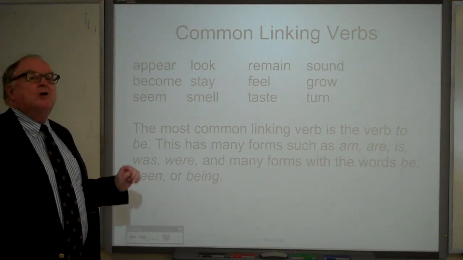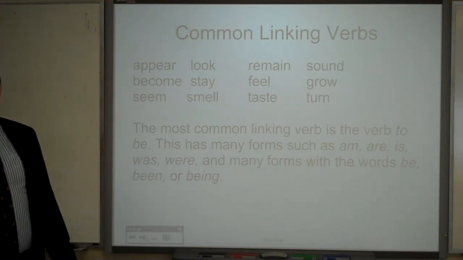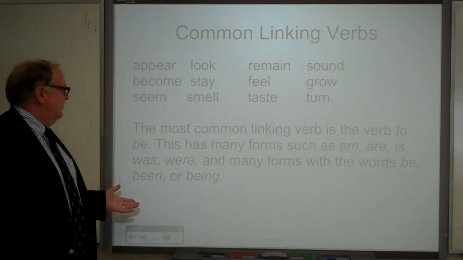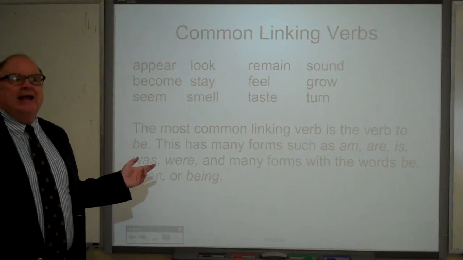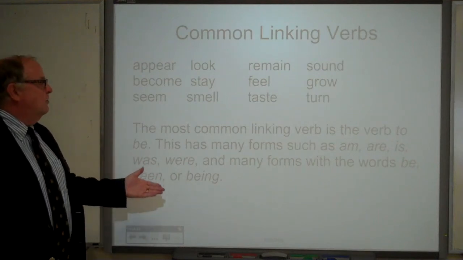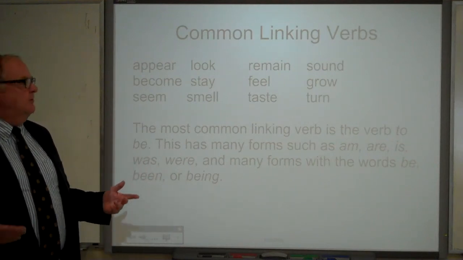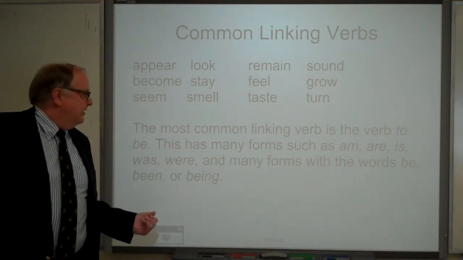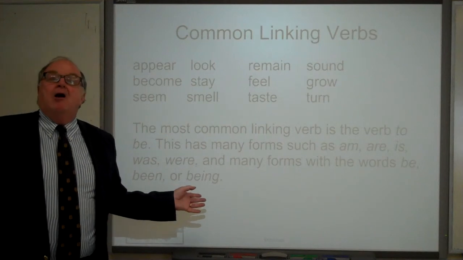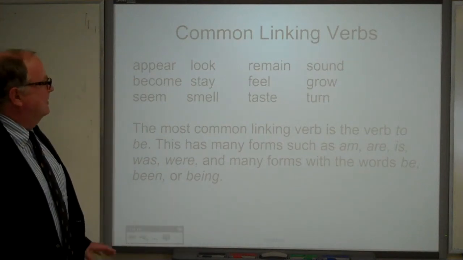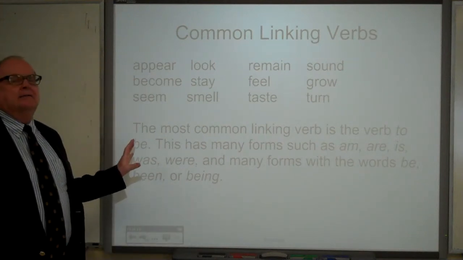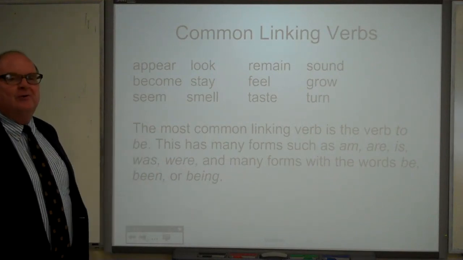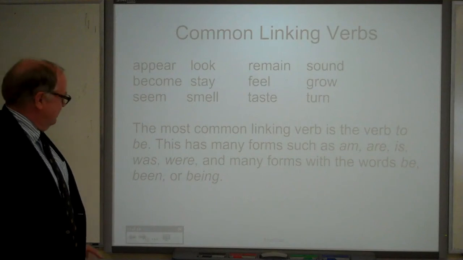And also the most common linking verb is the verb to be. And remember, the verb to be has many different forms. It can be am, are, is, was, were, and then other forms with the words be, been, or being, like will be, has been, are being, or something like that. So we use is and was and were, different forms of the verb to be, all the time in English.